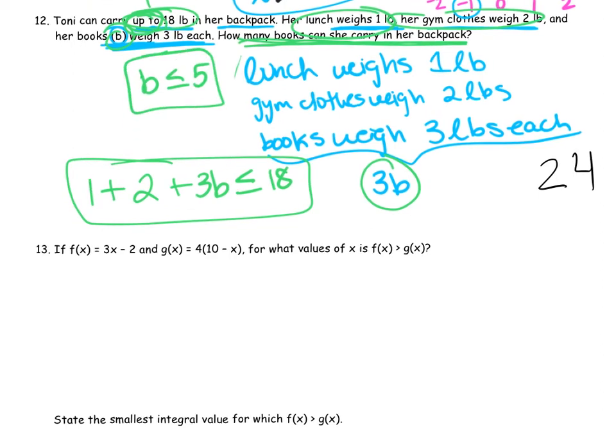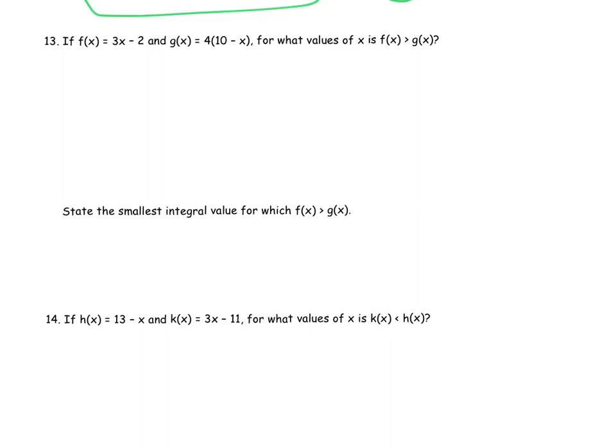All right, one more problem I'm going to do with you. I'm going to do 13 with you, and you're going to do 14. Okay. So for question 13, we're given these 2 functions, right? They're written in function notation. So here's my f of x. Here's my g of x. And we want to know for what values of x is f of x greater than g of x. So let's write it out. We have 3x minus 2 is greater than, here's g of x, 4 times 10 minus x.